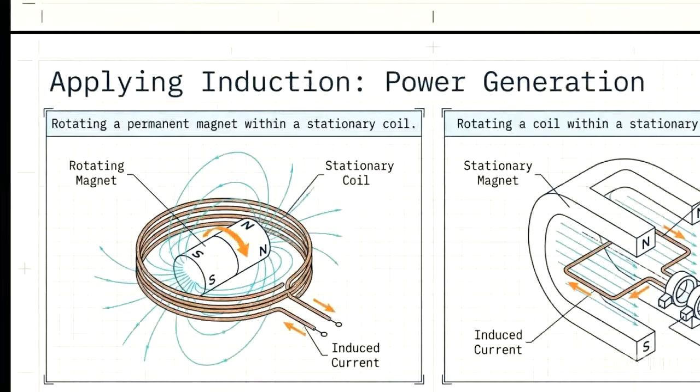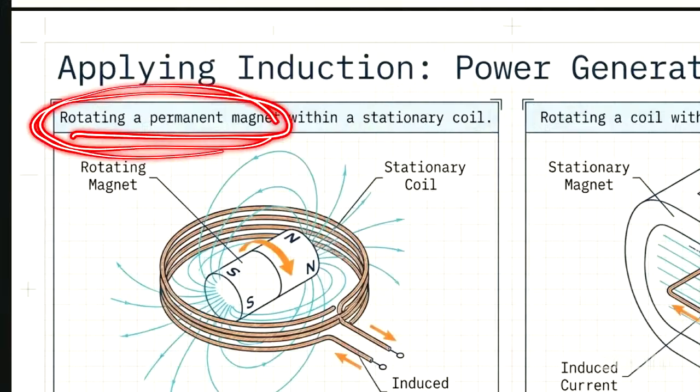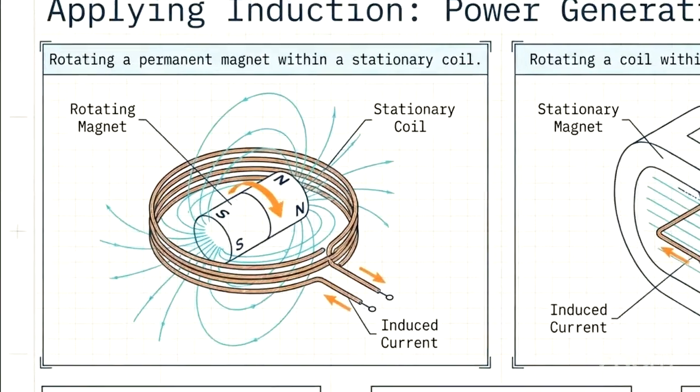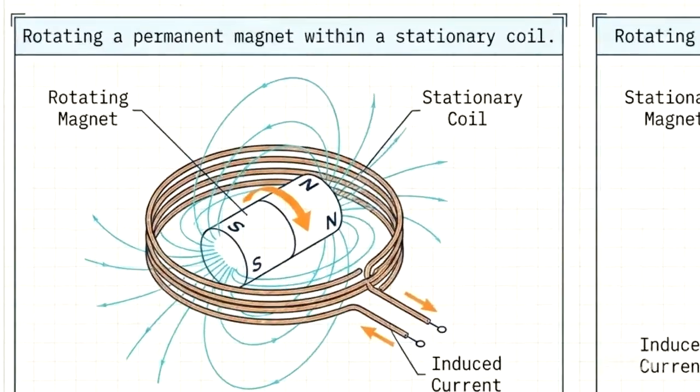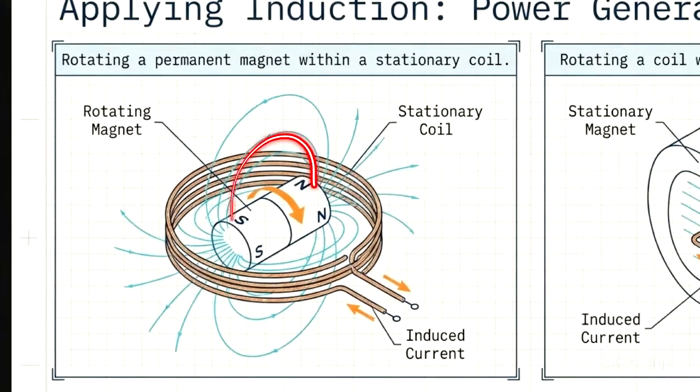The first one is rotating a permanent magnet with a stationary coil. The thing I want to emphasize is that we are rotating the magnet, but the coil is stationary. As you can see in this diagram, the coil is stationary and attached, and the magnet will be rotated. Because of that, what will happen? These magnetic field lines will be cut by these wires.